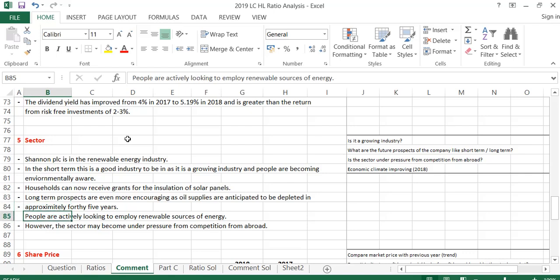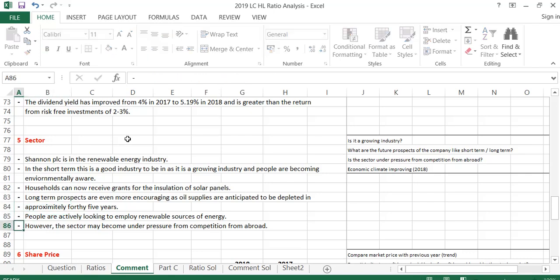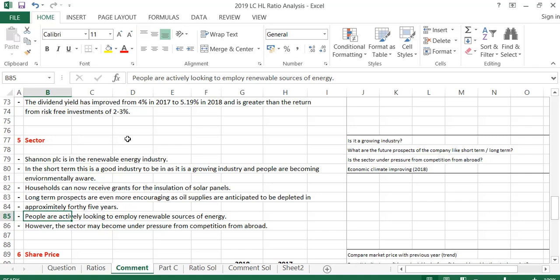People are actively looking to employ renewable sources of energy. You know, a lot of houses now are getting air to water and solar panels and stuff. However, the sector may become under pressure from competition from abroad. So this is a kind of standard sentence you can nearly always put in for most industries. They're probably becoming under pressure from competition from abroad.